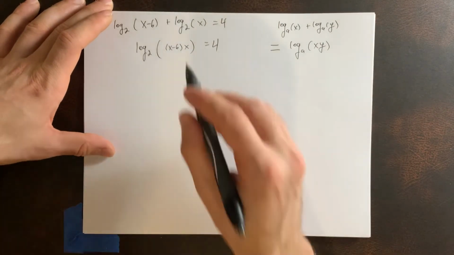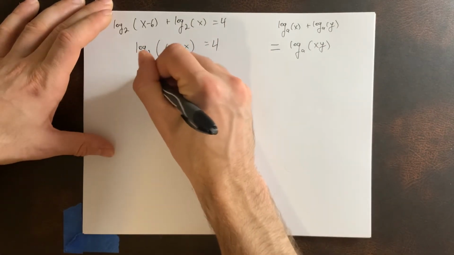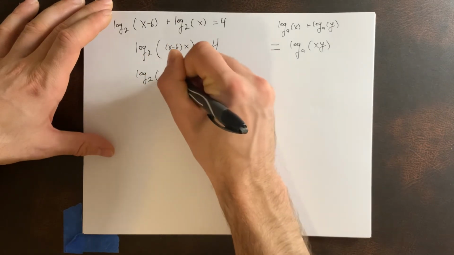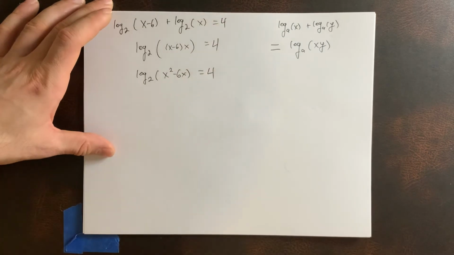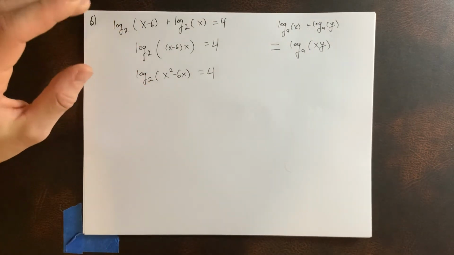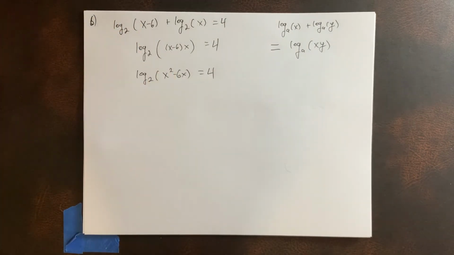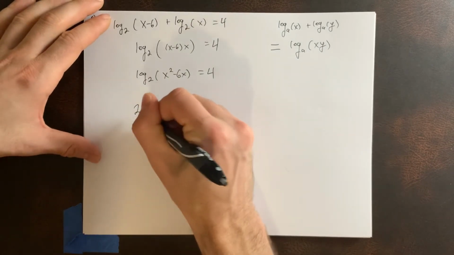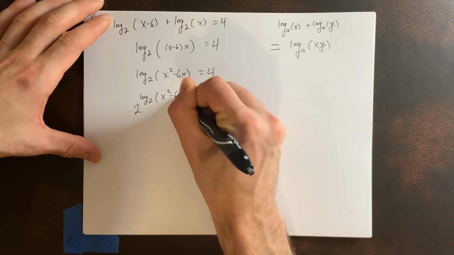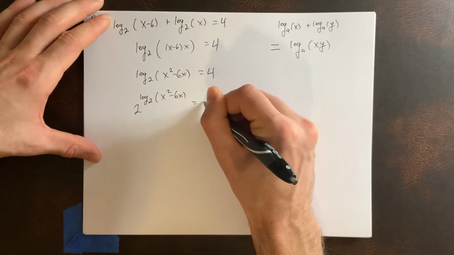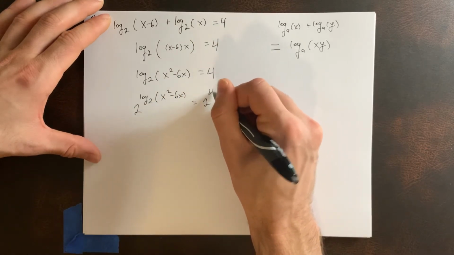Now let's distribute this x on the inside. So we're going to have log base 2 of x squared minus 6x is equal to 4. Now this problem is exactly the same as the previous problem. We have a log on one side, a number on the other side. So what we're going to do is take the base of the log and raise it to both sides. 2 to the log base 2 of x squared minus 6x equals 2 to the 4.